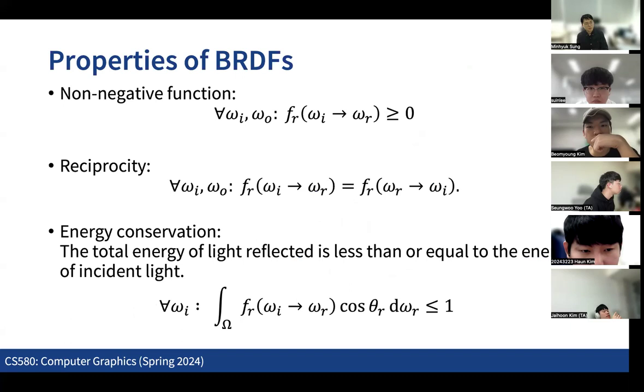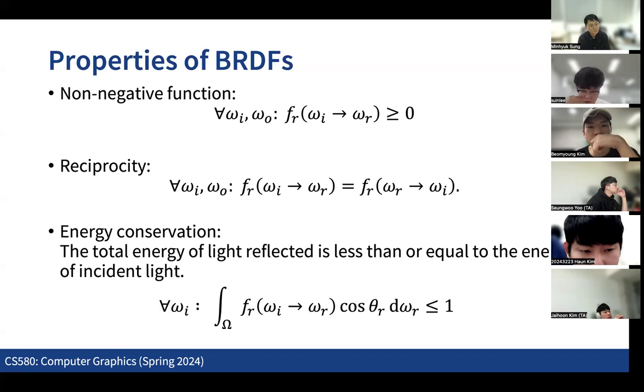The first property is that the output of the BRDF should be a non-negative number, because we are not defining any negative quantity for light, for radiance and such things. There is no negative quantity for radiance. So obviously the BRDF, this ratio, should also be a non-negative number. So this is the first property.